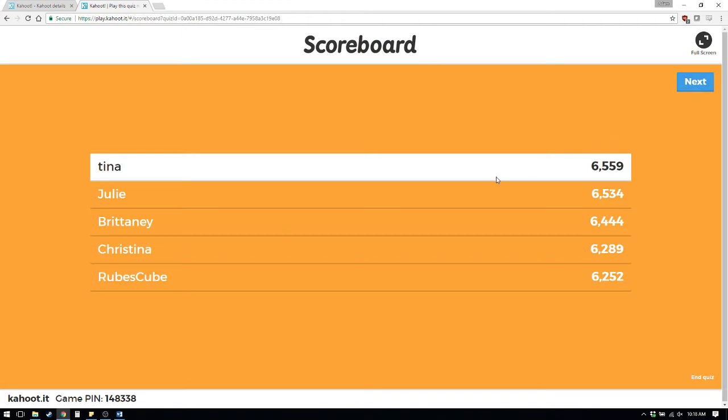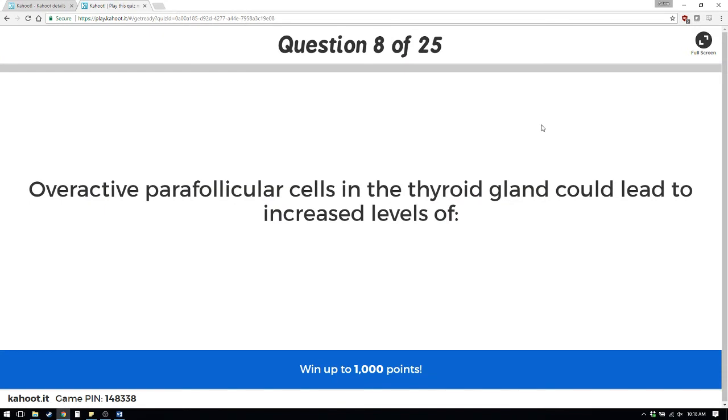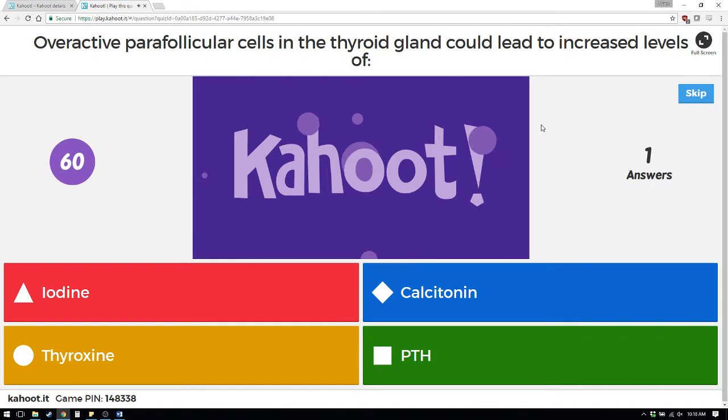That's going to be for sour taste. Yep. Okay. So moving on. Overactive parafollicular cells in the thyroid gland could lead to increased levels of... What do you think?